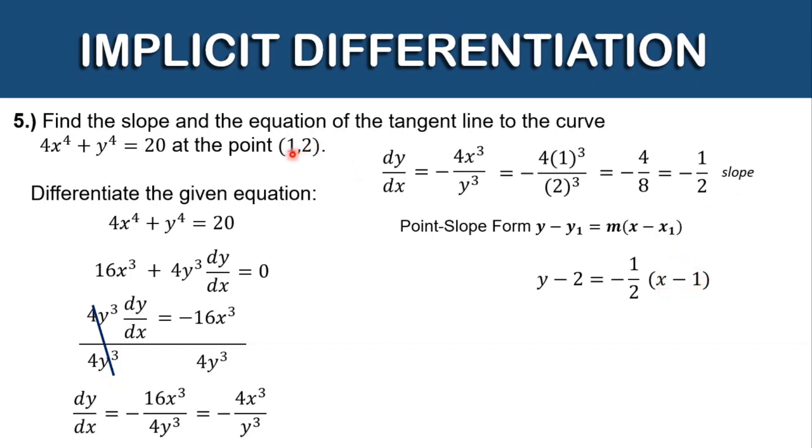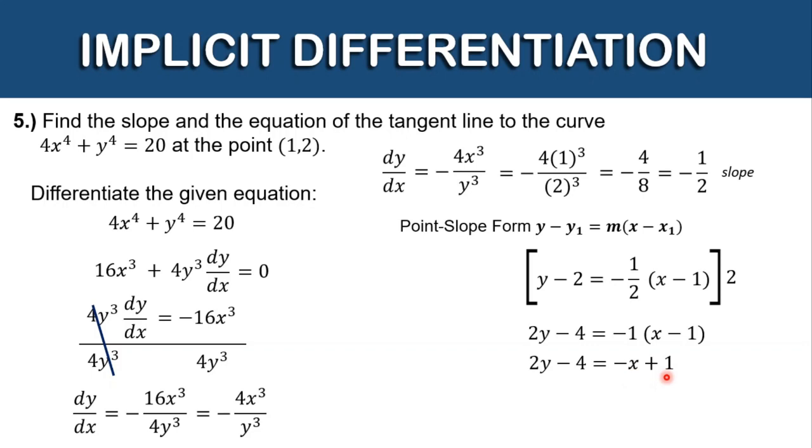Ito. And since may fraction tayo, pwede nating i-multiply all terms by 2, para mawala yung fraction natin. 2 times y is 2y. 2 times negative 2 is negative 4. And 2 times negative 1 half is negative 1. And distribute lang natin yung negative 1 dun sa x tsaka negative 1. So, we have 2y minus 4 equals negative x plus 1.